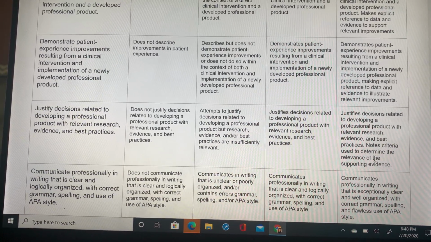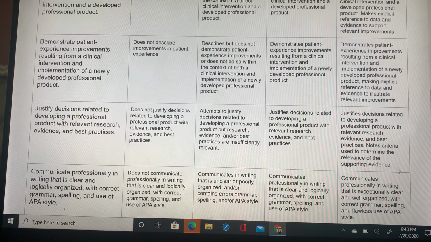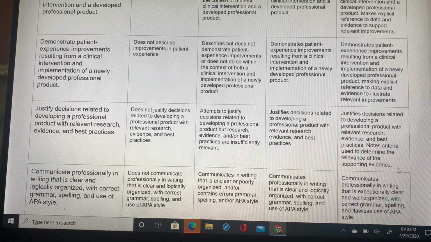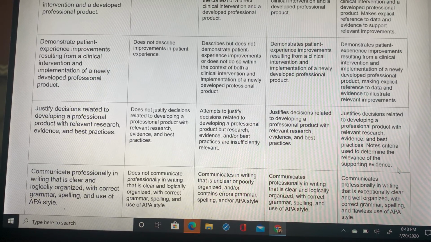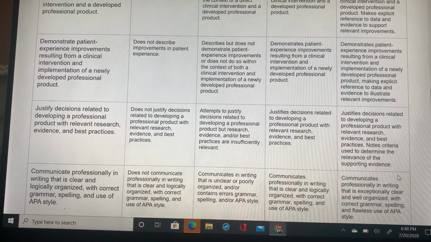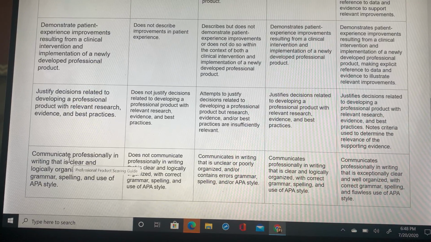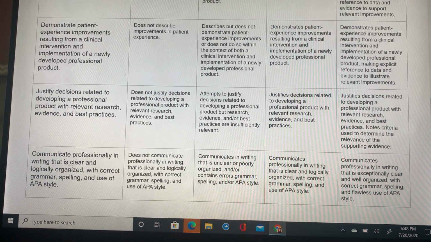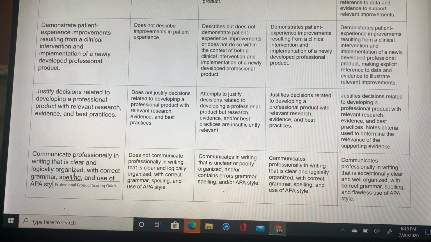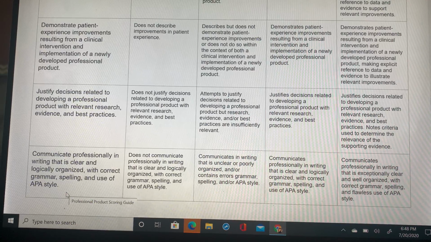That means you note your resource. You specifically talk about the resource that you used and how it helped you make your decision, justify your decision. And then the last will be communicate professionally in writing that is clear and logically organized with correct grammar, spelling, and use of APA style.